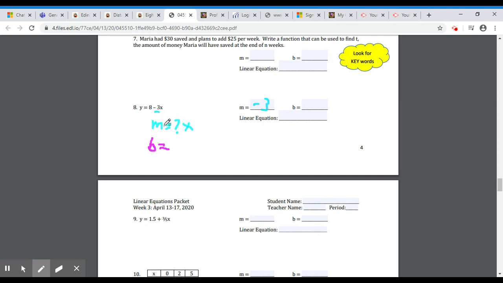Because you cannot just leave the minus there alone. And then what's away from the variable? My 8. And so that is my b. Now, if I wanted to rewrite this in slope intercept form, I would simply write y equals negative 3x plus 8. And that's it.